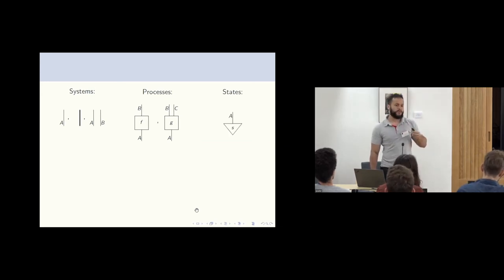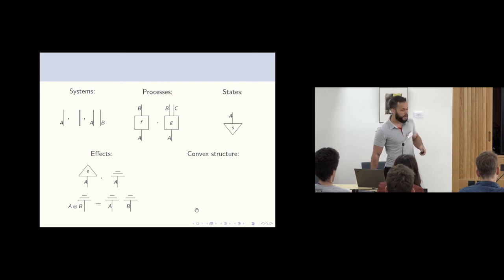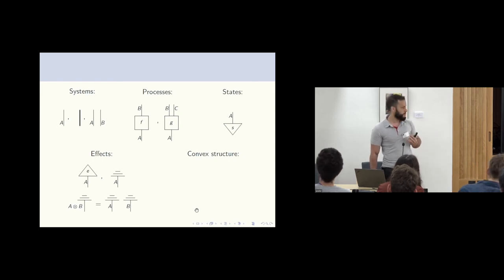States are processes that have output in some physical system, but they have trivial input. They are boxes that have no input wires. Effects, as the dual of the states, have input systems, but they have trivial outputs. And in particular, for each system, we define a special effect that is deterministic. And this special effect in quantum theory translates to the trace operation, for example.